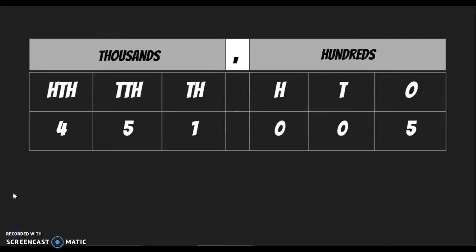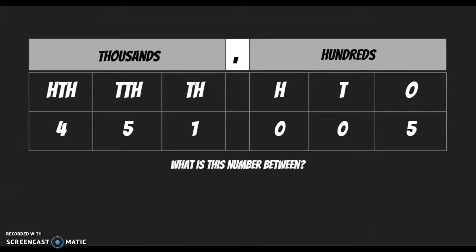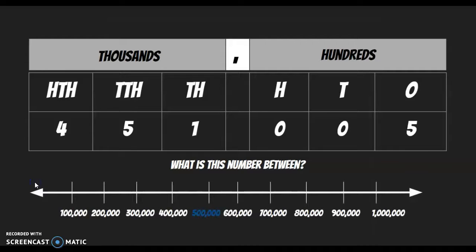For example, when I have this number, 451,005, and I show my number line, I'm going to see what this number is between. So here's my number line. When determining what two numbers this number goes between, I'm going to look at my largest place value. My largest place value tells me that it's in the hundred thousands place. I have 400,000 here, but I know that it's not going to be larger than 500,000, so I know my plot is going to fall somewhere in between.